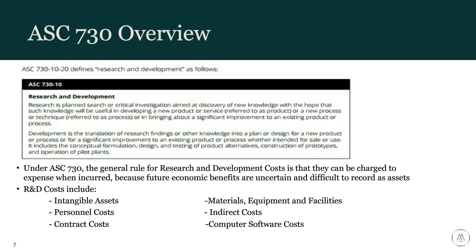Overview of ASC 730. The definition of research and development under ASC 730 is very similar to the tax definition under the Internal Revenue Code Section 174. You can see the actual definition here, but basically it is expenses where the intended result is a new or improved product or process. It can include expenses for labor, subcontractors, intangible assets, and certain computer software costs.